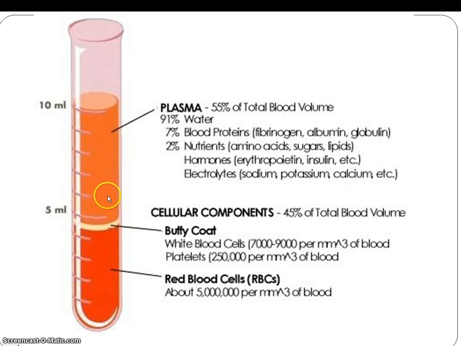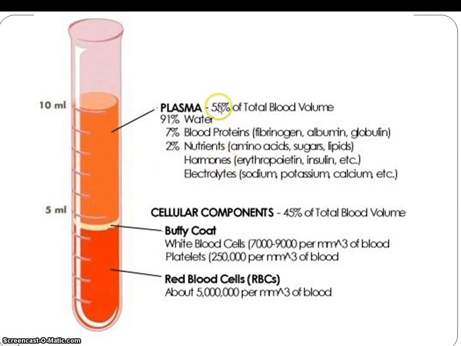And you should be familiar with this picture both in terms of what goes where and about how much of it there is. So you can see here we've got about 4.5 milliliters of cellular components at the bottom out of 10, and then we've got about 5.5 milliliters of plasma here, and that makes about that 55%.